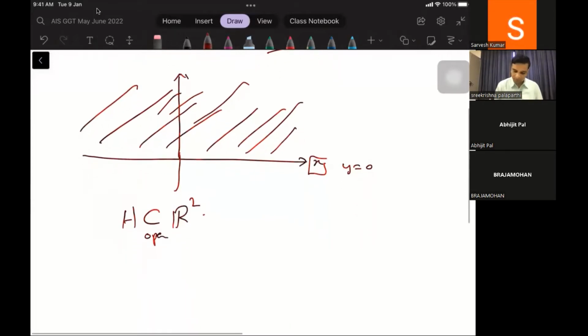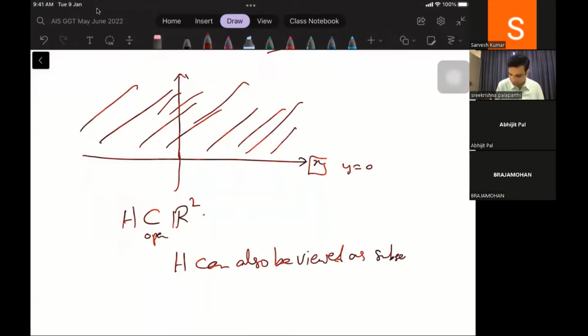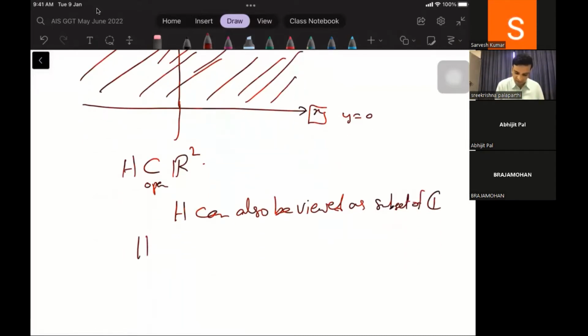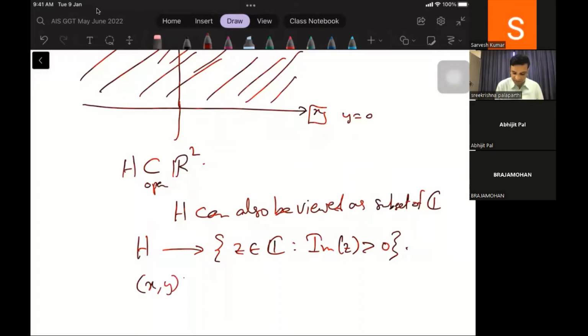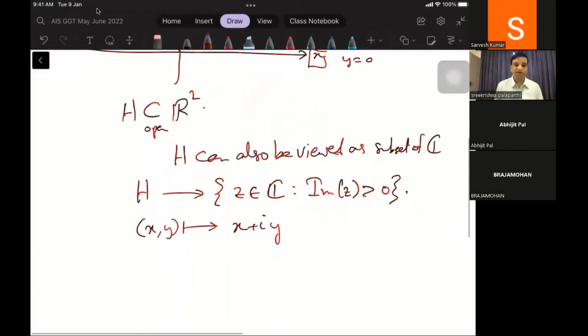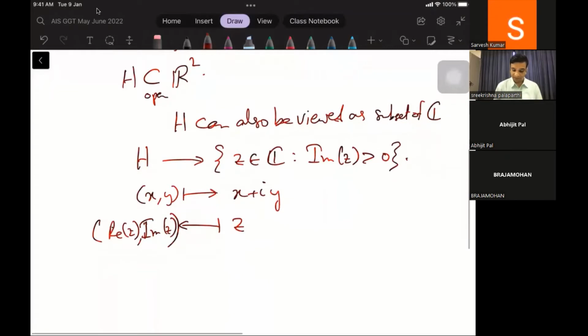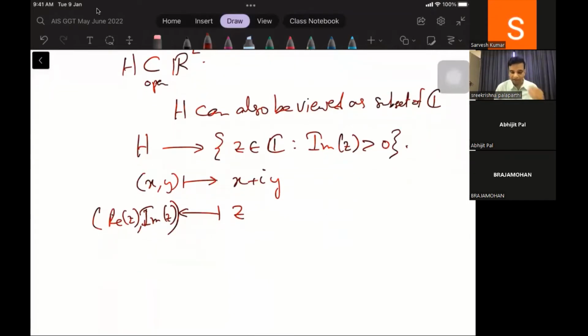H can also be viewed as a subset of C, the complex plane. So we have a map from H to the set of z in the complex numbers with imaginary part of z strictly positive, which maps (x, y) to x + iy. Because y is positive, the imaginary part is positive, and we can come back from any z in the set by the inverse, which sends z to (real part of z, imaginary part of z). So as a set, this is the mapping from H to C and backwards.